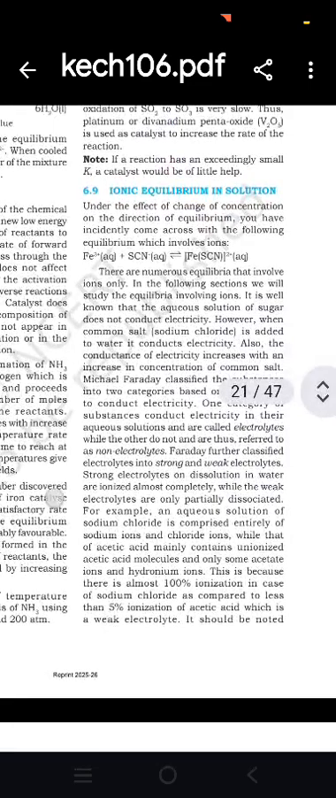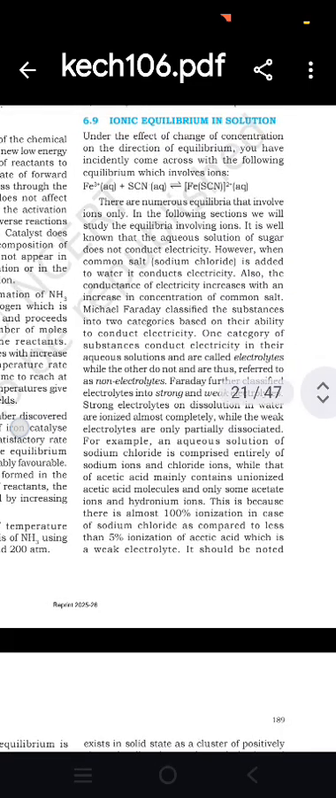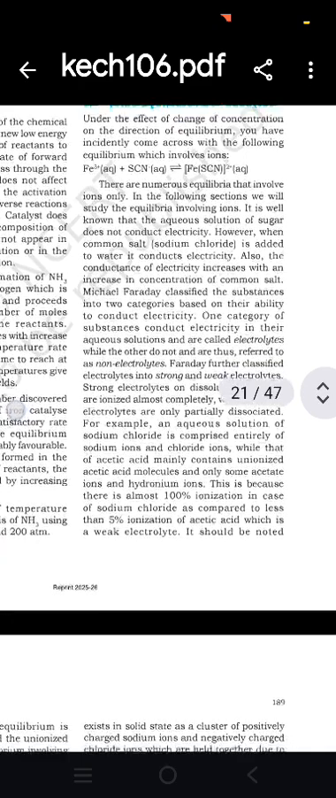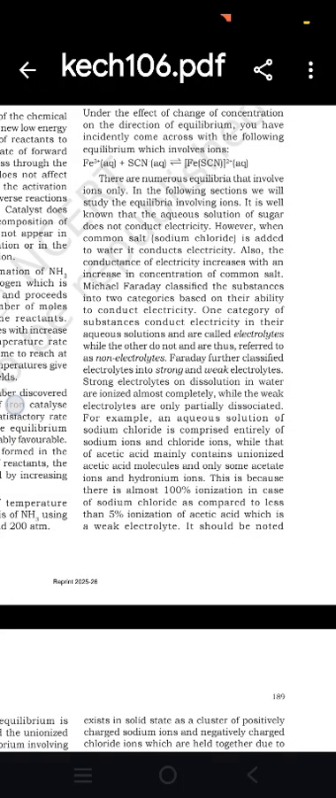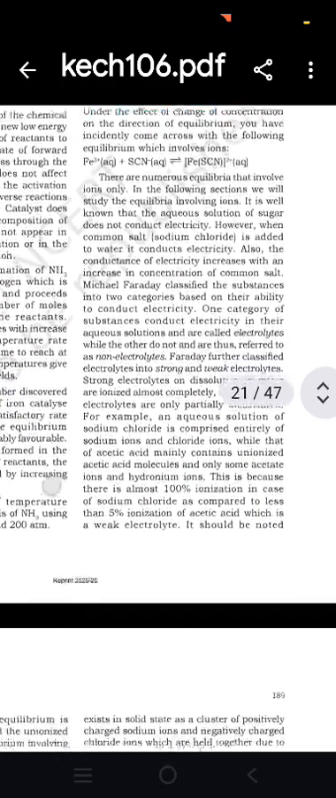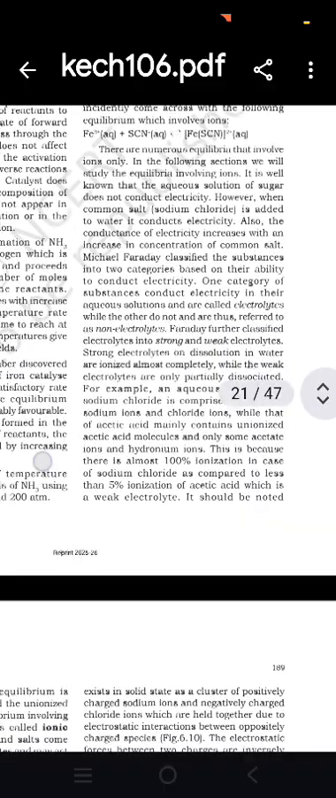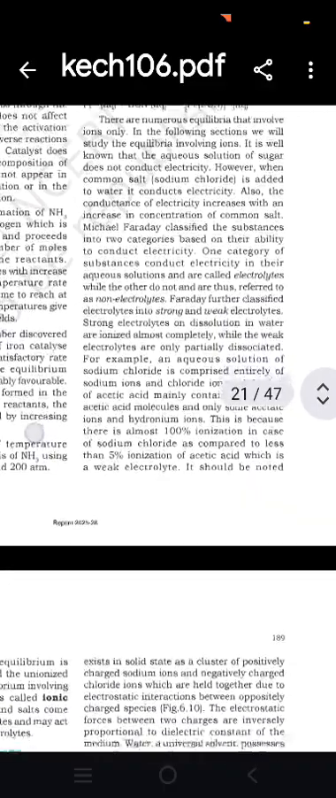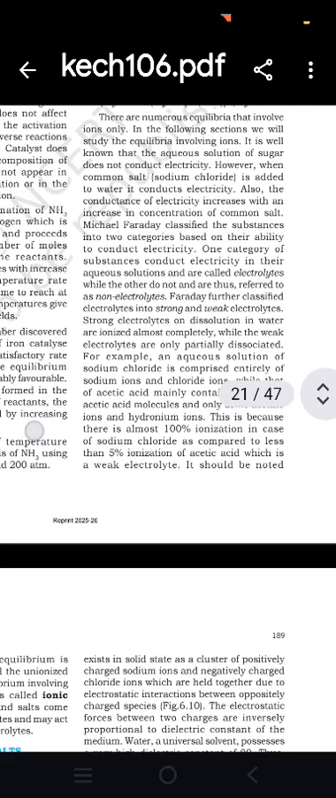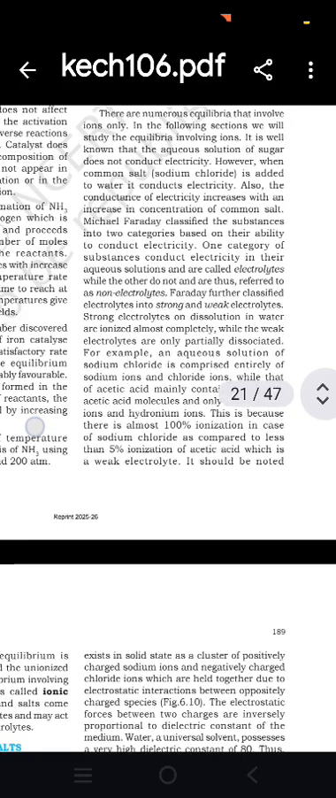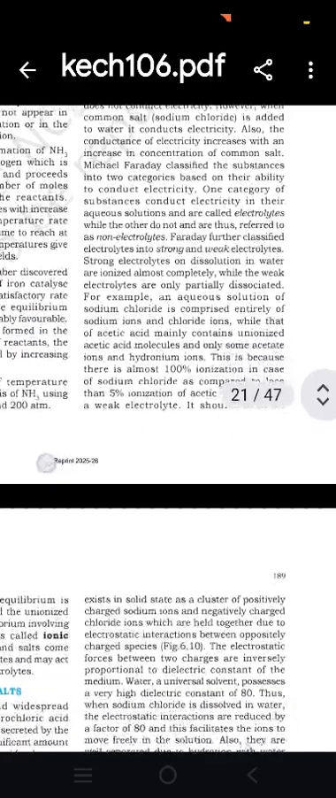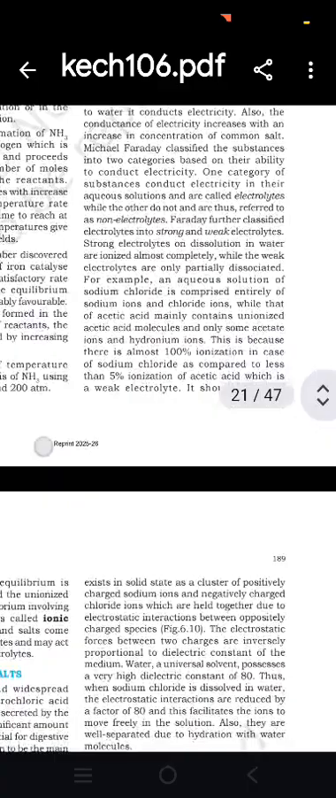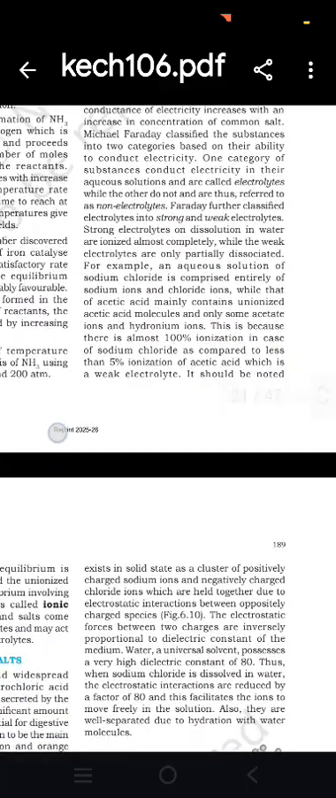Ionic equilibrium in solutions. Under the effect of change in concentration on the direction of equilibrium, you have incidentally come across the following equilibria. There are numerous equilibria that involve only ions. In the following sessions, we will discuss the equilibria involving ions. It is well known that an aqueous solution of sugar does not conduct electricity. When common salt is added to water, it conducts electricity. Also, conductance of electricity increases with the increase in concentration of common salt.